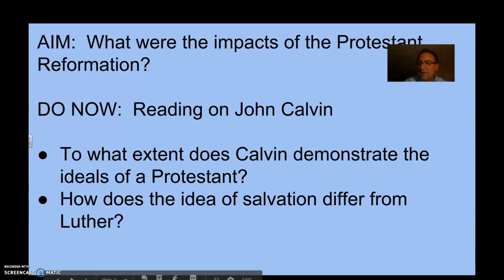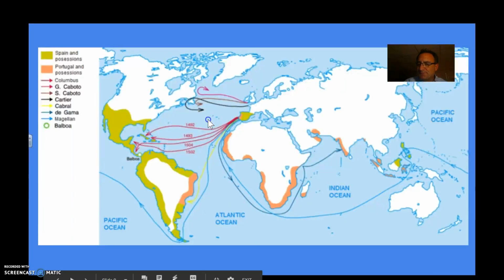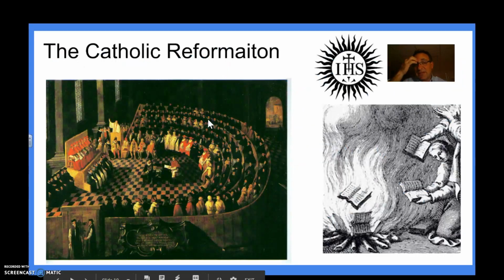So in class today, we spent about 30 seconds on the Catholic Reformation, and I want to spend a little bit more time on that. I want to make you aware of what happened. The Catholic Reformation is going to take place during the 1530s, and it was a response to the Protestant Reformation.